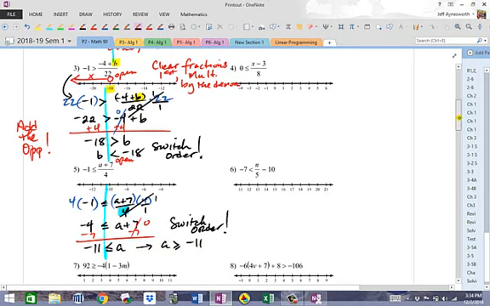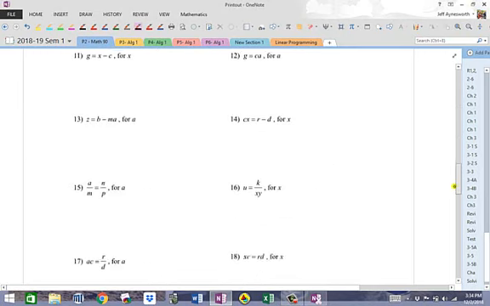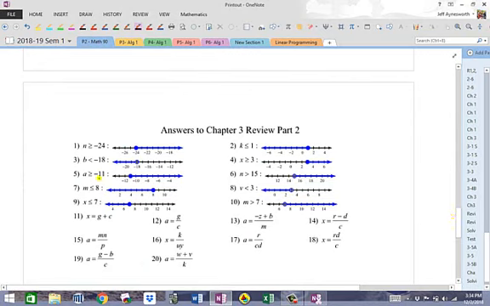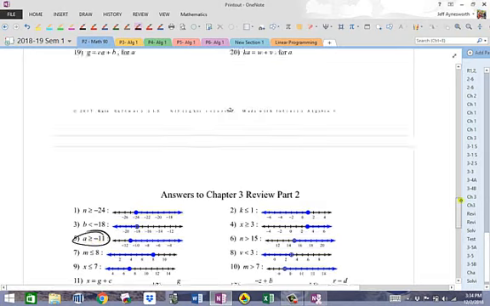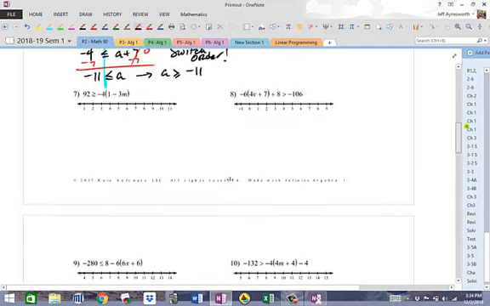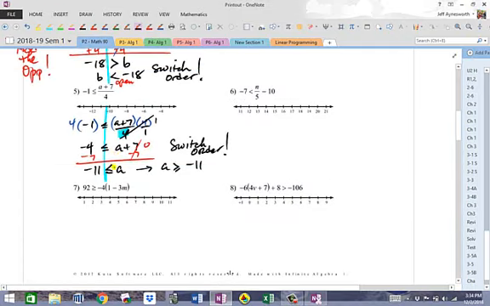And by the way, when you check number 5, look right here. Number 5: a is greater than or equal to negative 11. If you would have checked your answer, and you did make a silly mistake like that, you would have said, hey, it's not less than or equal to, it's greater than or equal to. Why? Because when you switch the order, you switch the inequality. Now negative 11 is a solution because of the equal sign.